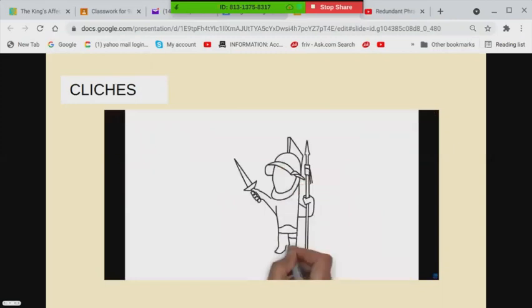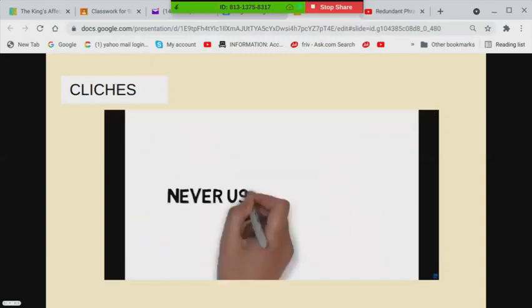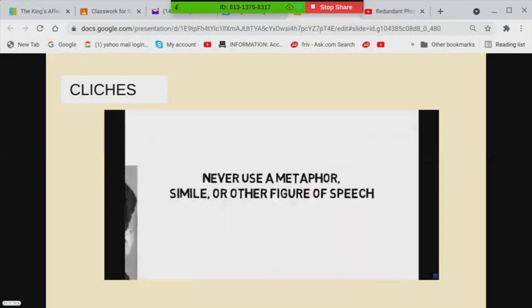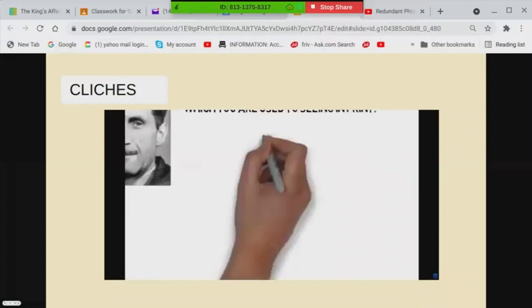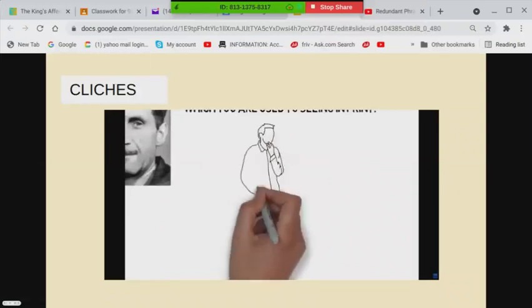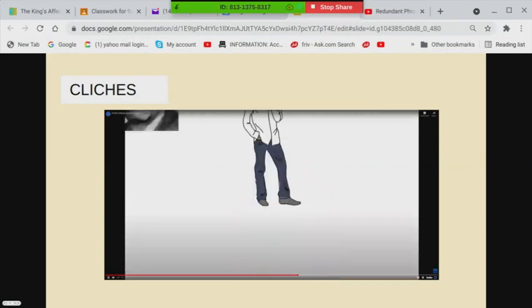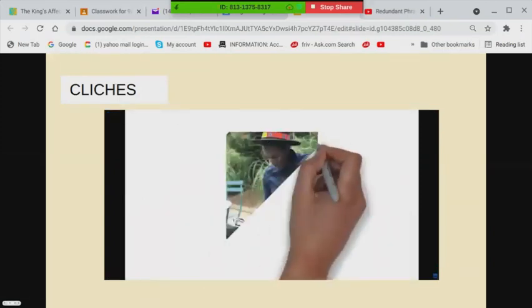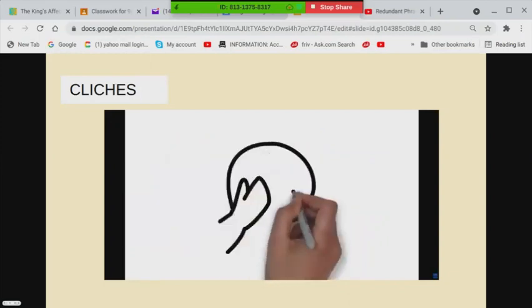Cliches are the enemy of good writing. George Orwell said, never use a metaphor, simile, or other figure of speech which you are used to seeing in print. This is a good rule of thumb. This is a good starting point. Think of this advice when you write. Be clear, experiment with words, and dare to write simply.